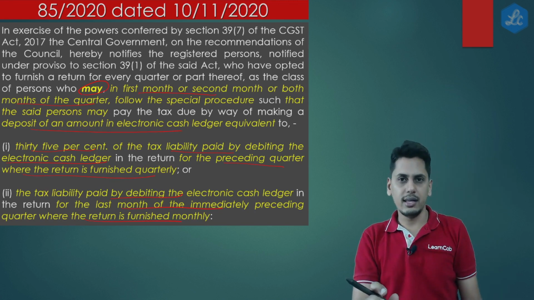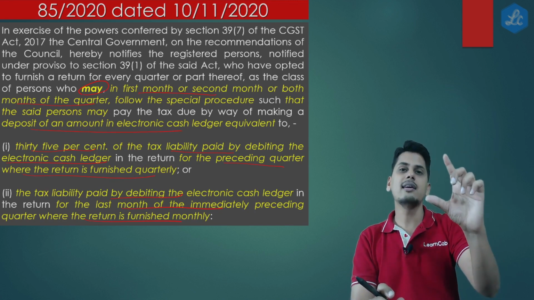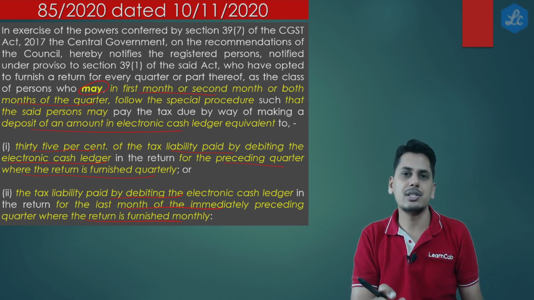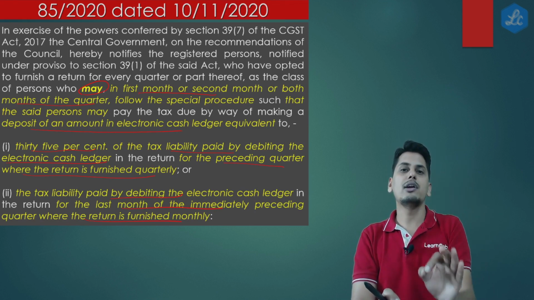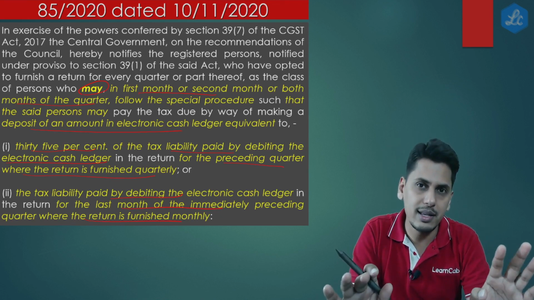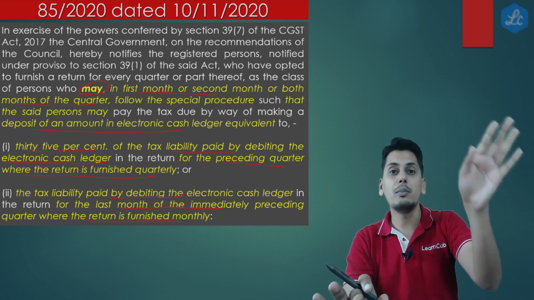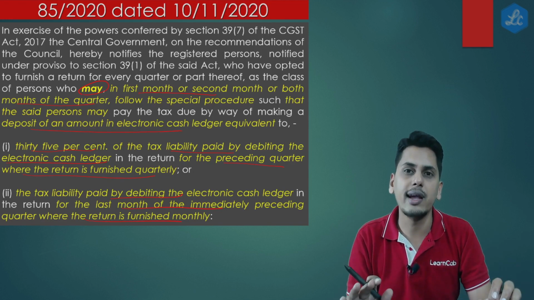If it is a quarterly return, for the entire quarter, when I filed the return, what is the amount which is paid by debiting my cash ledger multiplied by 35% is my liability for the first month. Same amount is going to be the liability of my second month. Third month, friends, for the third month, please understand there is no deposit which is required in the cash ledger. You have to compute the liability of the entire quarter and discharge it while you are going to file the returns.